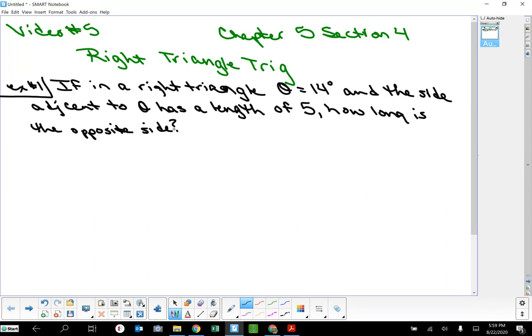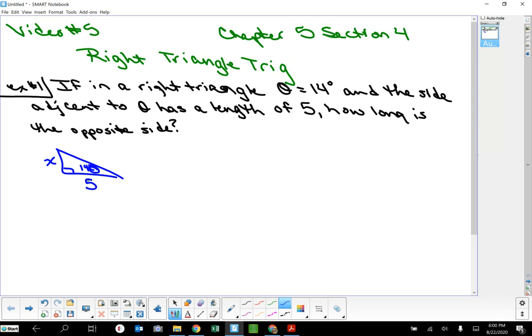Personally, for me, these are impossible to do without some kind of triangle and labeling and making myself a drawing. So I'm going to draw any right triangle, and then I'm going to put theta wherever I want it. I like this bottom corner all the time. So I know that that bottom corner is 14 degrees. And we're told that the side adjacent to it has a length of 5. And they want to know how long is the opposite side.